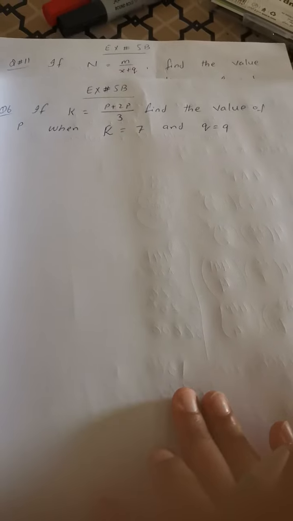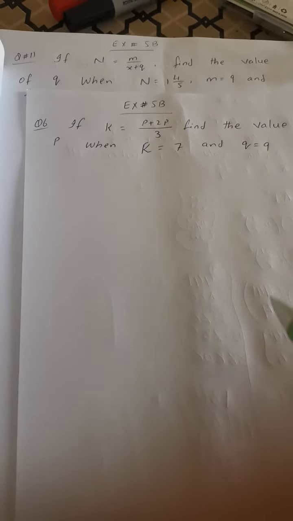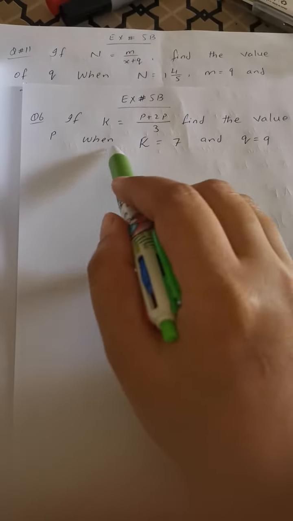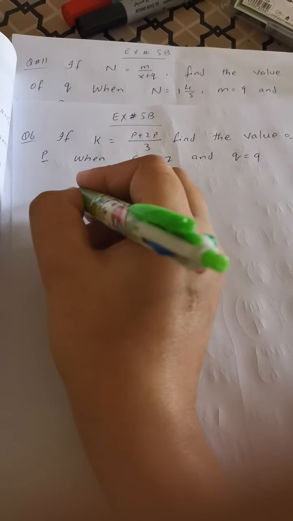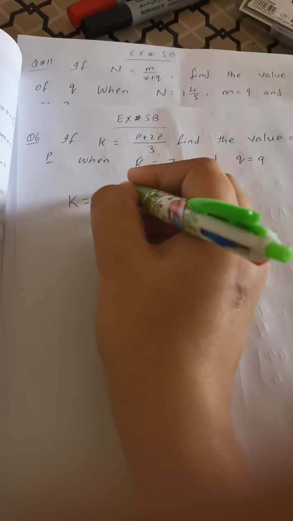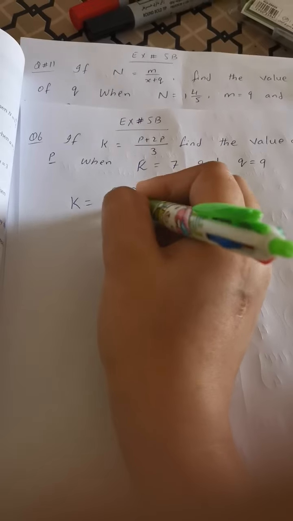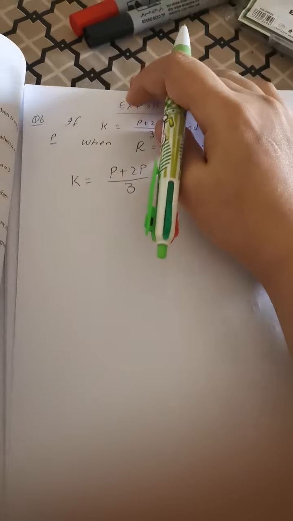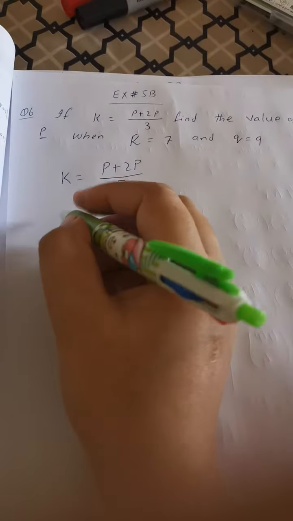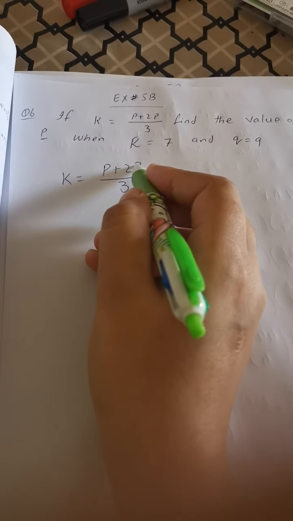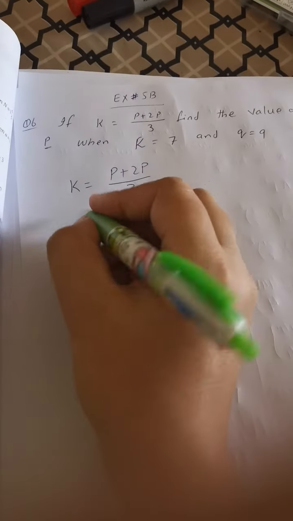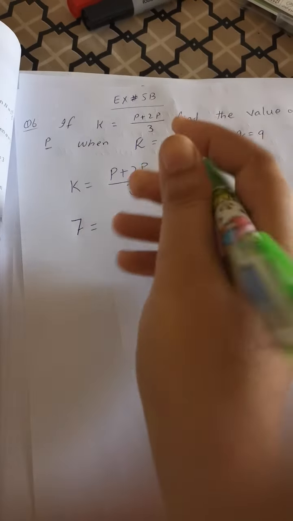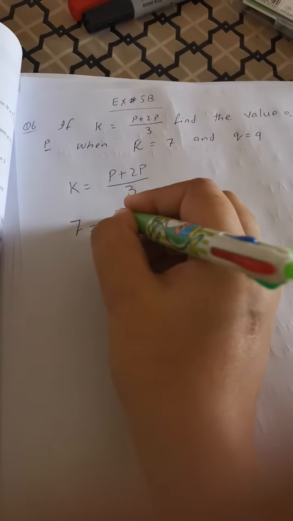Question number 6 we will do. If k is equal to p plus 2q over 3, find the value of p when k is equal to 7 and q is equal to 9. You have to find the value of p. So the equation is k is equal to p plus 2q over 3. First of all, you have to make it the equation of p, but for us it will be easy that we put the values first. K is equal to 7, p we don't know, plus 2.